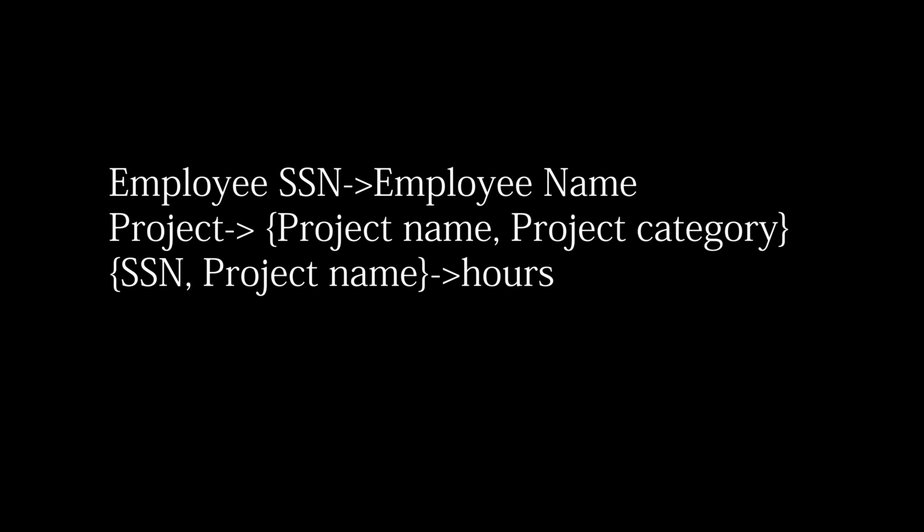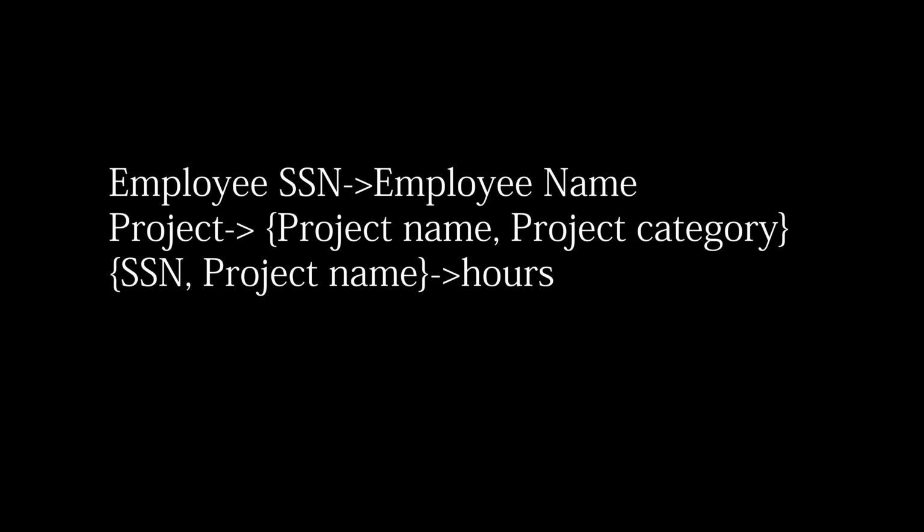Think of it this way. X is the determinant and Y on the right is the dependent, and it shows the relationship between the attributes in the data table. So it basically means if you know their social security number, you can find their name.